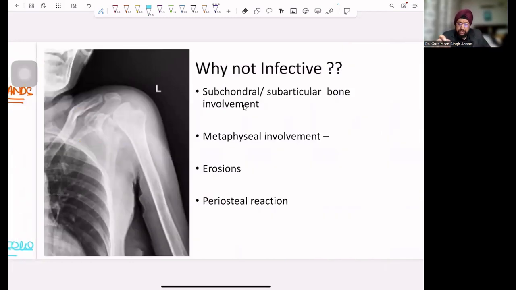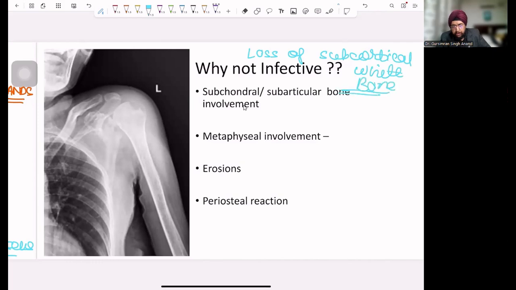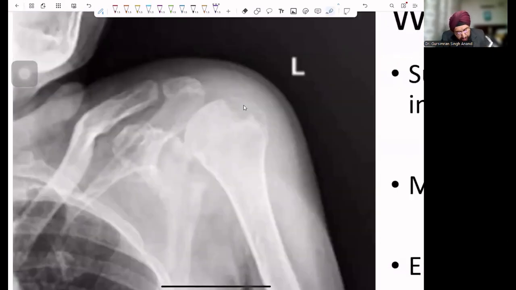The first osseous alteration which occurs in septic or infective arthritis is loss of subcortical white bone. If you look carefully in the region of the humeral head, the subcortical white bone is totally maintained. There are no erosions involving the subcortical white bone, or no loss of subcortical white bone on the humeral side. We do have erosion on the glenoid fossa, but infective arthritis or septic arthritis has to involve the subcortical bone of both the articular surfaces.